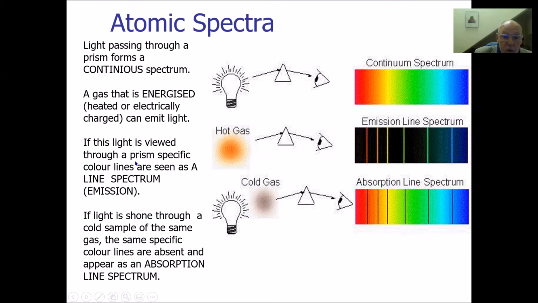So here we've put it into words. Light passing through a prism forms a continuous spectrum. And a gas, if it's energized, can emit light. So that's this example here, which will give you the line emission spectrum. And then if that same light is shone through a cold gas, we get the line absorption spectrum. The syllabus expects you to know the difference between those two and to be able to explain them.